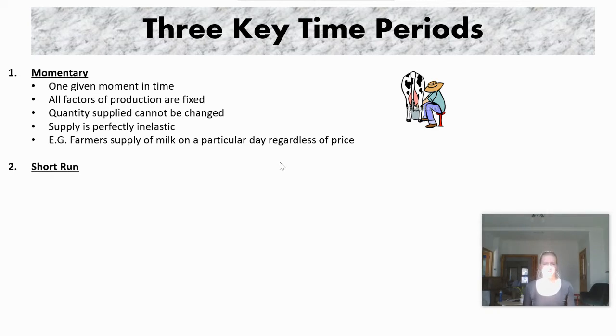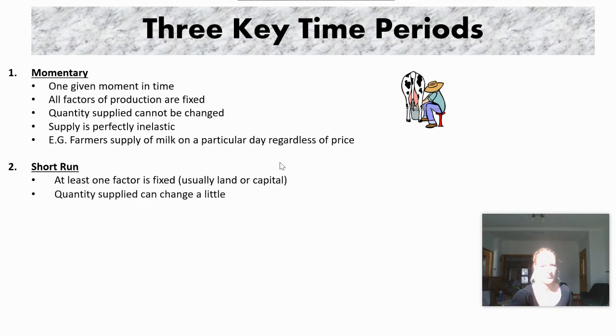The second time period that we're going to look at is the short run. So the short run is where we can have one factor of production variable. Usually the factor of production that's variable, that can be easily changed, is labour. The factor of production that's usually fixed is land or capital, mainly land, because land is quite hard to acquire. So the quantity supplied can change by a little bit. If the price increased by 10%, quantity supplied might be able to increase by 5%, anything less than the 10%. Essentially, supply would be inelastic.